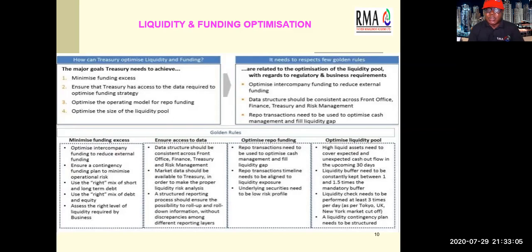So now let's turn our attention to the fourth column, which is the issue of optimizing the liquidity pool. What is required here is that high-quality liquid assets need to cover expected and unexpected cash outflow in the upcoming 30 days. Second, the liquidity buffer needs to be kept between 1 and 1.5 times the mandatory buffer. Number 3, liquidity checks need to be performed at least 3 times per day, and that is best practice across the globe. And finally, a liquidity contingency plan needs to be structured and calibrated.